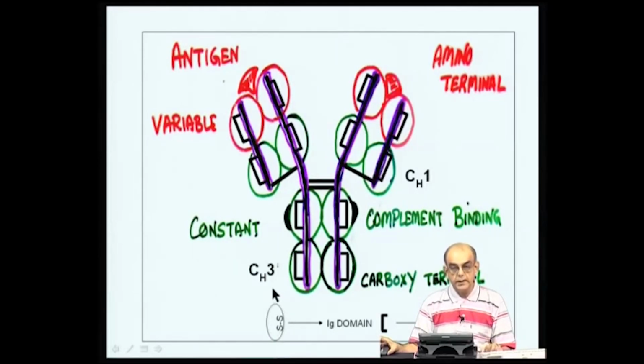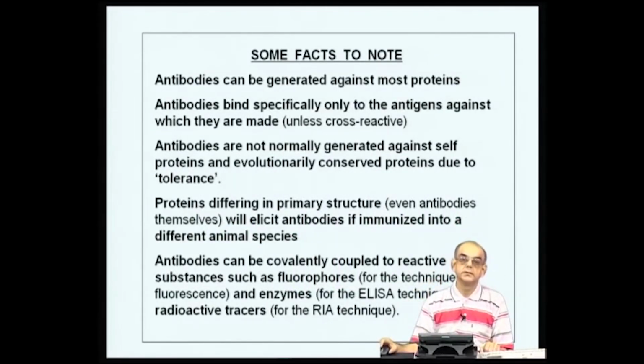So, going on, how can these antibodies actually be used in terms of identifying B cells or T cells? Some of the facts that we need to note are that antibodies can be generated against most proteins. Now, these antibodies that are generated against any specific protein bind specifically only to that protein antigen, and if it has been raised against a small molecule, it will be specific to that small molecule, which is also called a hapten.